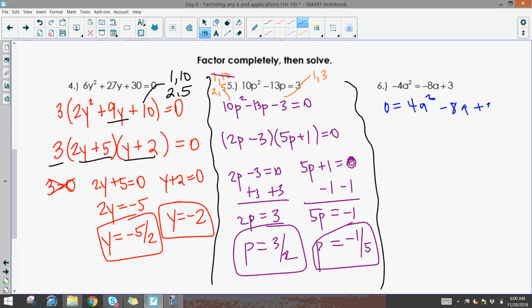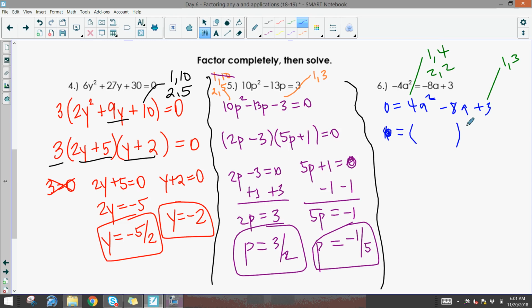Sorry, this is really horrible. My computer's slow. All right, so factors of 4 are 1 and 4 and 2 and 2. And then factors of 3 are 1 and 3. We don't have a GCF. Sorry, I kind of mentally checked that off in my head and didn't say anything about it. So, sorry guys, that's a 0, clearly.